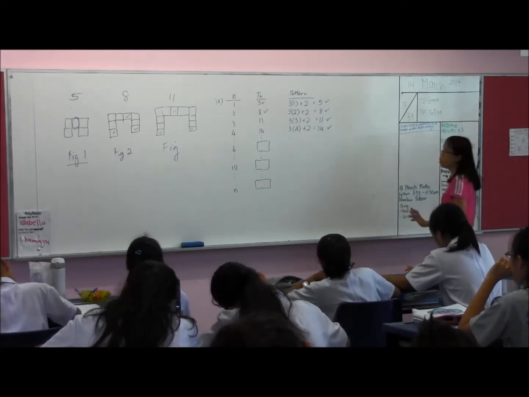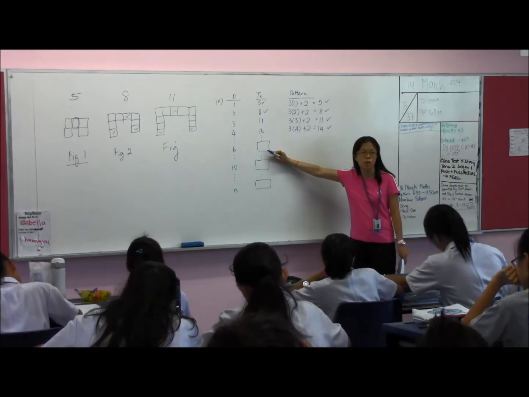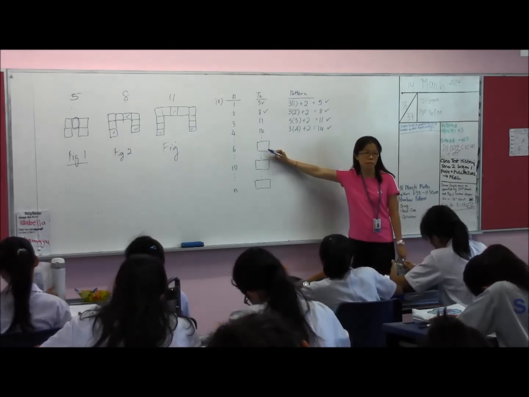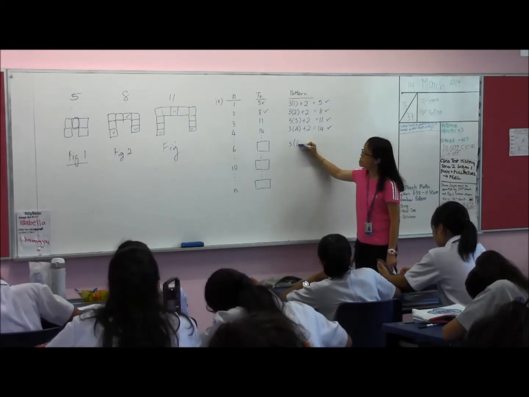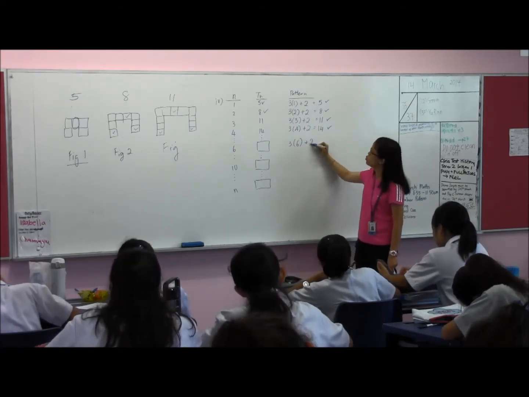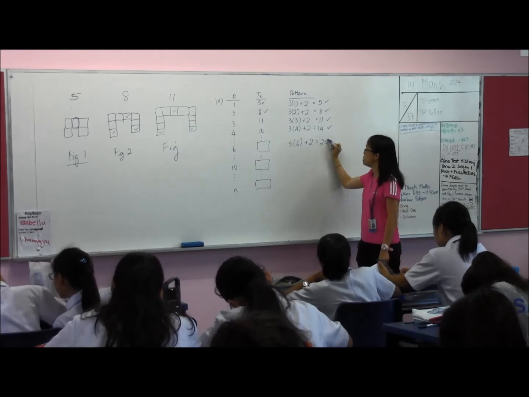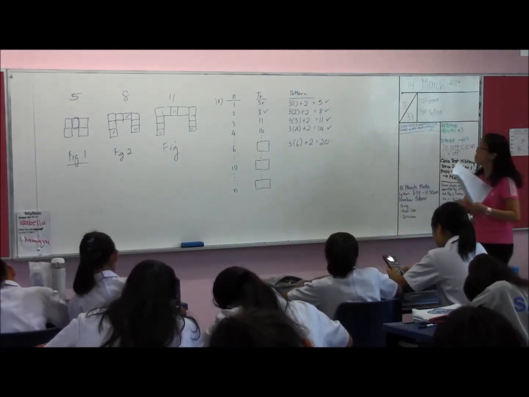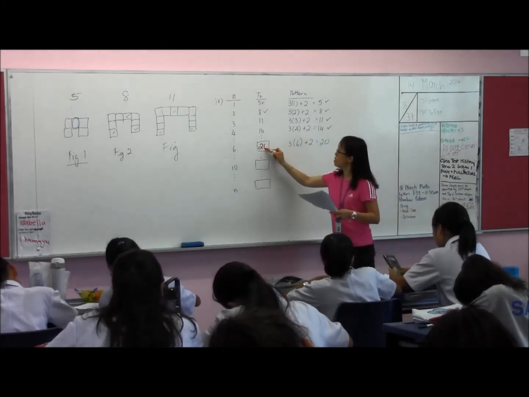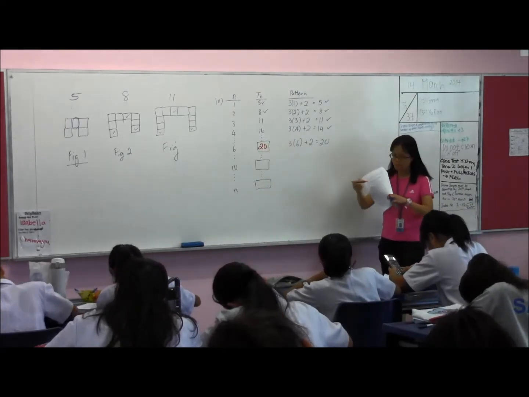So after testing for 4, I think this one is quite correct. I can even, without drawing, tell you how many squares there are for pattern number 6. That will be 3 times 6 plus 2, and that will give me 20. Then can you find for me number 10?